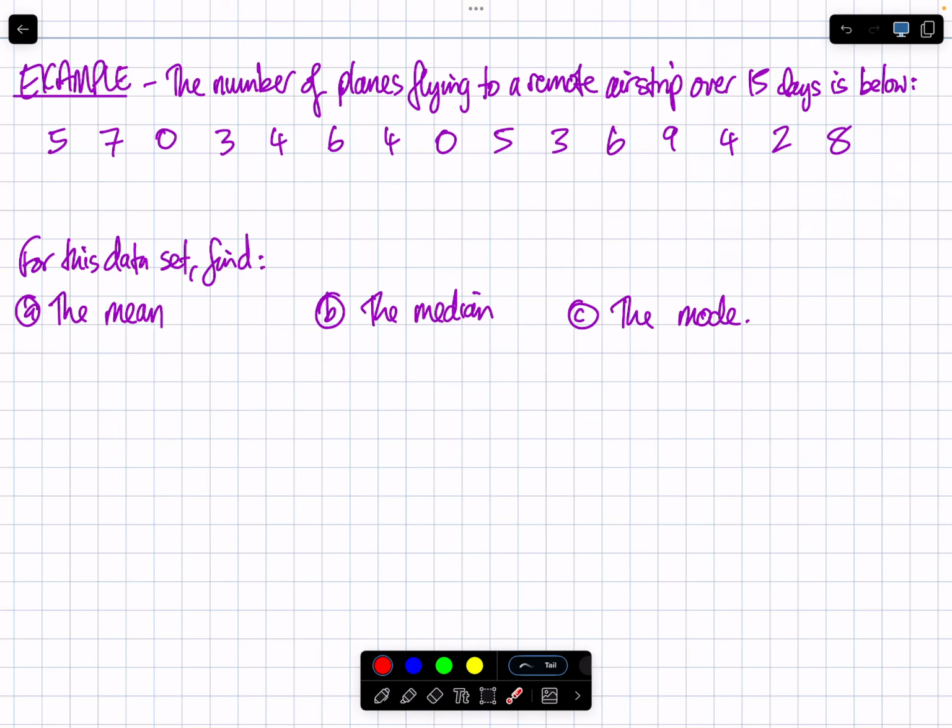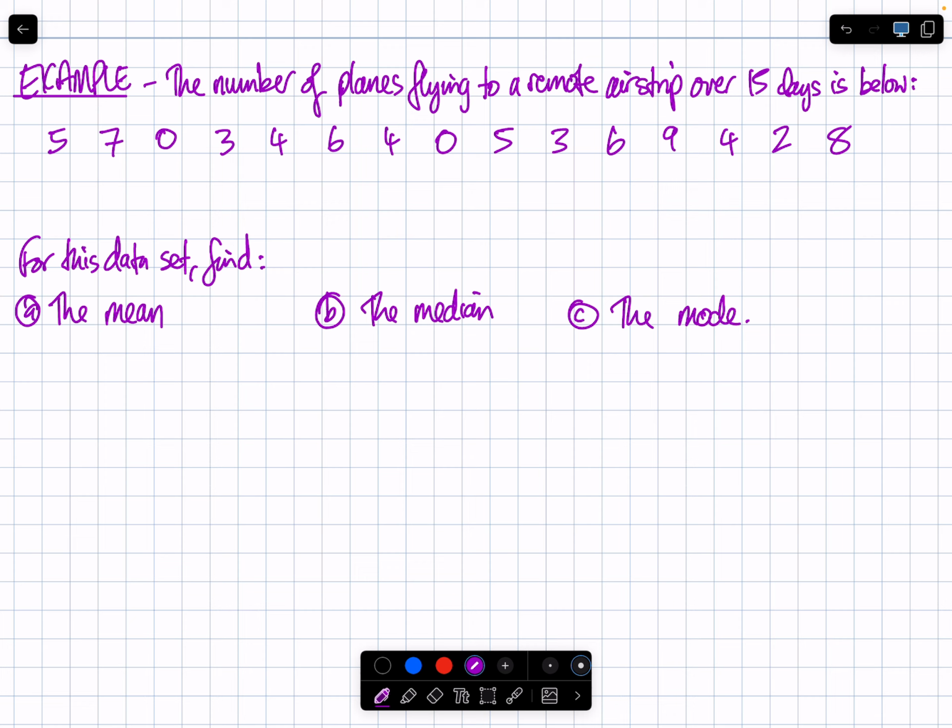I have some raw data here. The number of planes flying to a remote airstrip over 15 days is below. I have 5, 7, 0, 3, etc. Let's practice. How do I find the mean of this? What is the formula for the mean?